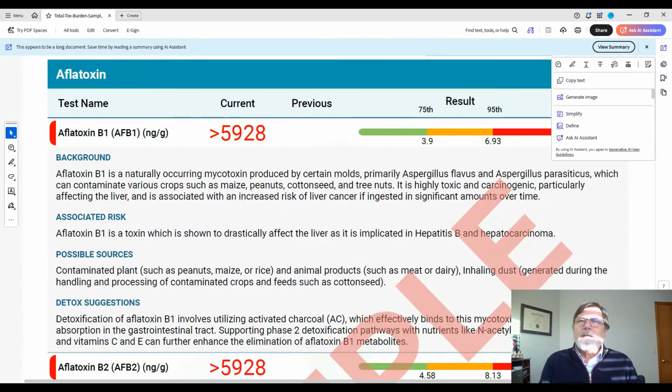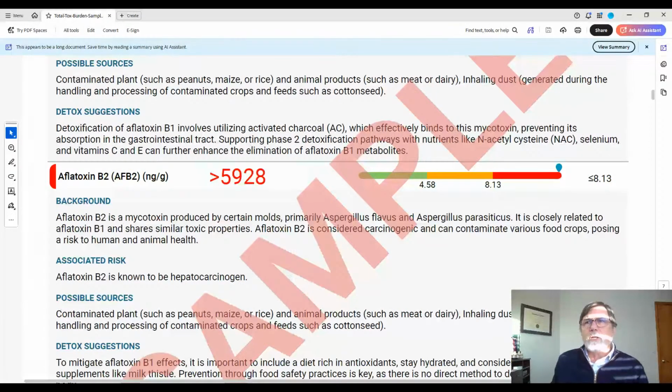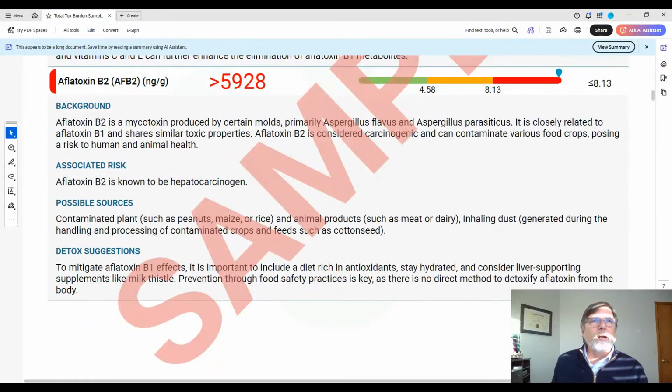So foods that are destined for human consumption are often treated differently from crops that are destined for livestock production. And it is the livestock production things that are much more likely to get contaminated. And so when we eat those animal products that are fed the bottom of the grain crib where it's a bunch of mold in there, that's when we can pick up these toxins from the meat or the dairy. So anyway, there's going to be a bunch of these, and it's going to talk about the background, the associated risks, the possible sources, and so on.